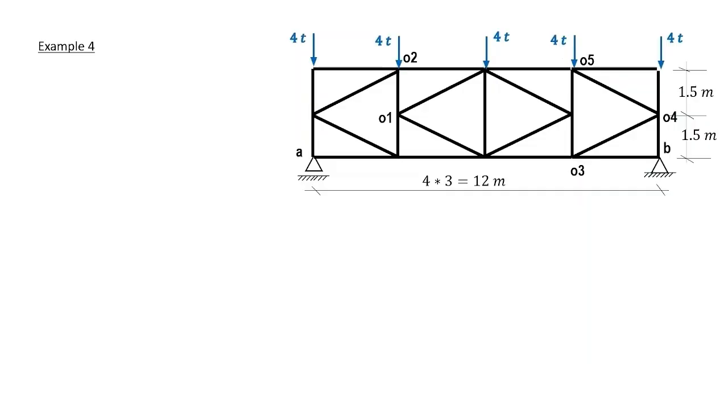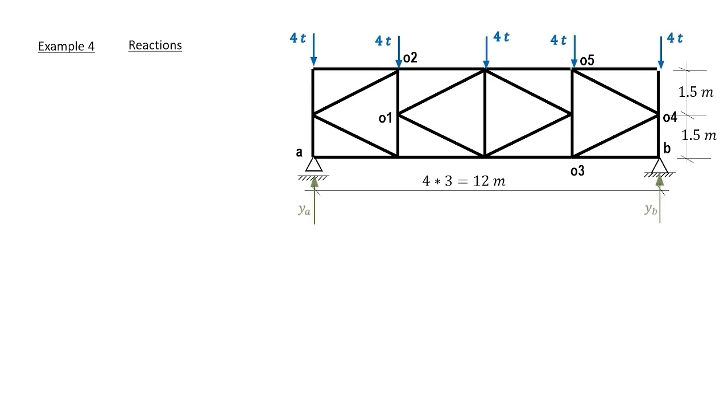Consider another example, the K-truss. It is so called because the vertical members starting from O2 and the two inclined members starting from O1 form the English letter K, and therefore it is called the K-truss.